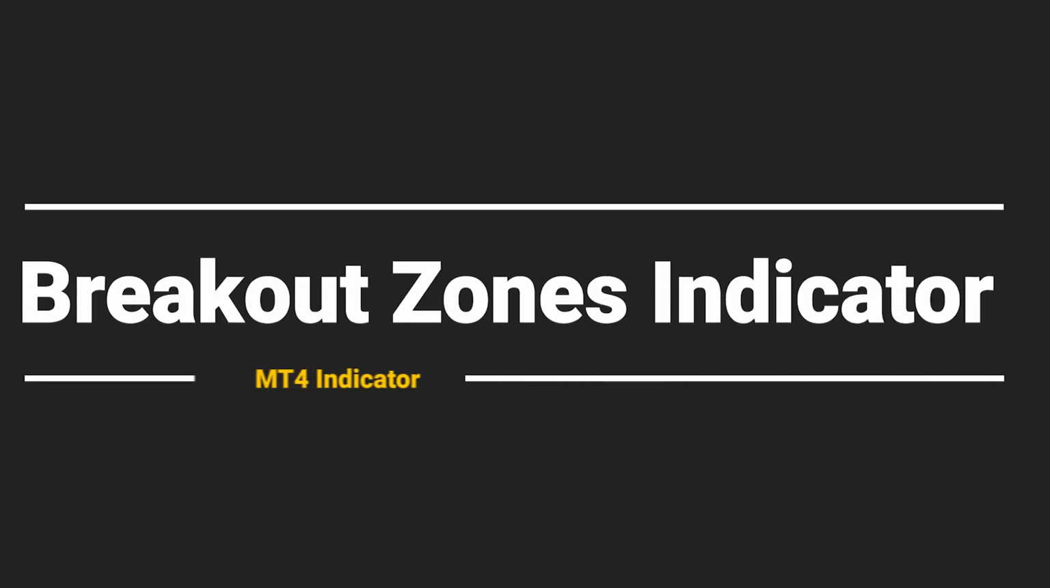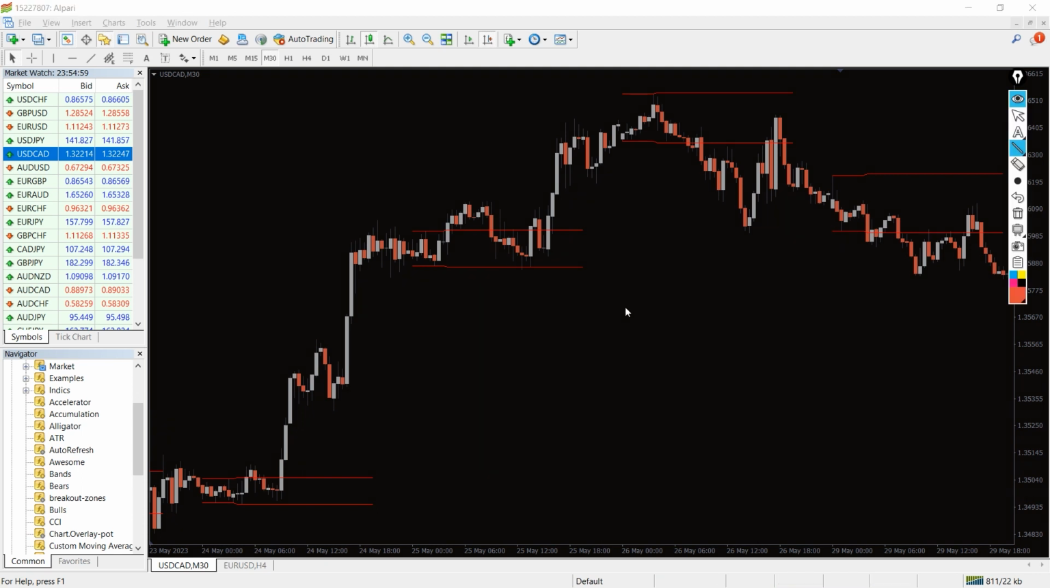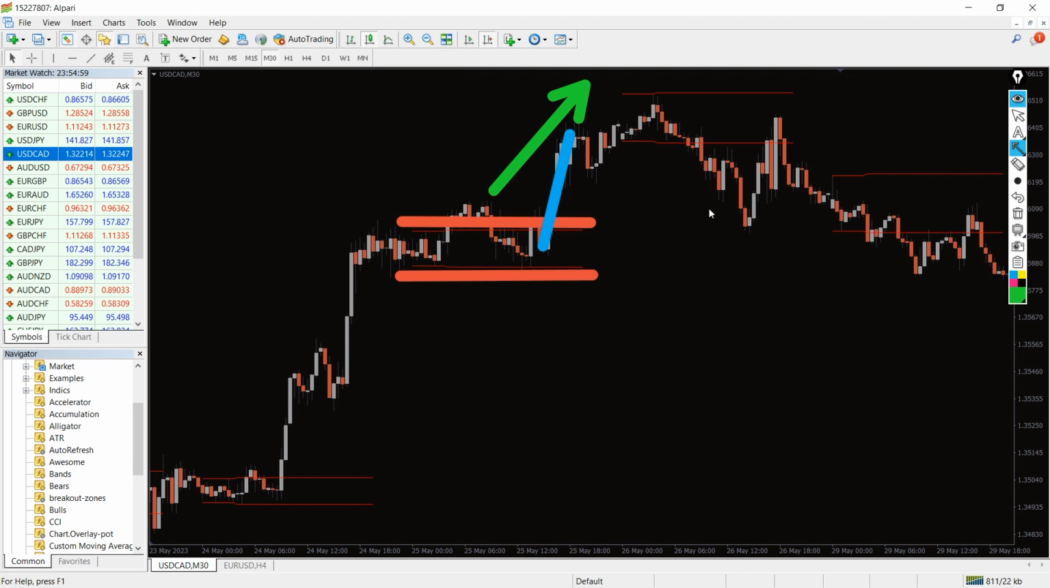So how to trade with the Breakout Zones indicator? As you can see on the chart, the indicator plots the support and resistance lines in red. You should apply the breakout trading rules of support and resistance for successful trading the breakout zone. If the price breaks the resistance line and moves higher than the breakout zone, it indicates a potential bullish trend. So you should enter the market with a buy position and place a stop loss below the previous swing low.